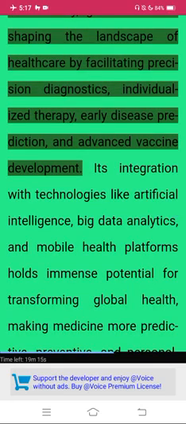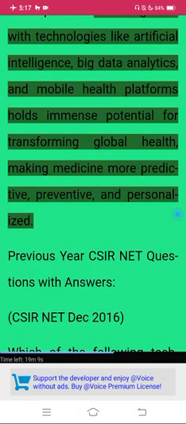In summary, genomics is reshaping the landscape of healthcare by facilitating precision diagnostics, individualized therapy, early disease prediction, and advanced vaccine development. Its integration with technologies like artificial intelligence, big data analytics, and mobile health platforms holds immense potential for transforming global health, making medicine more predictive, preventive, and personalized.